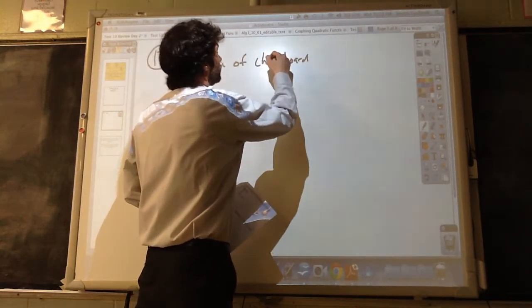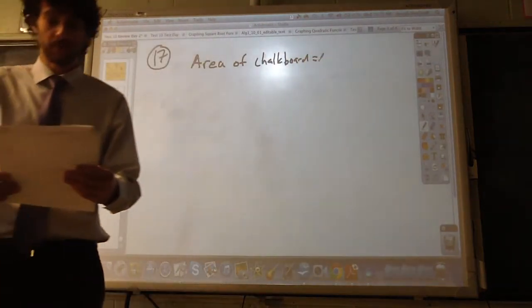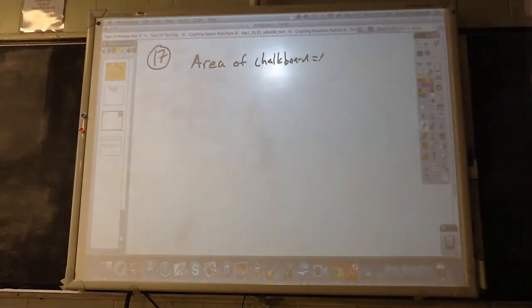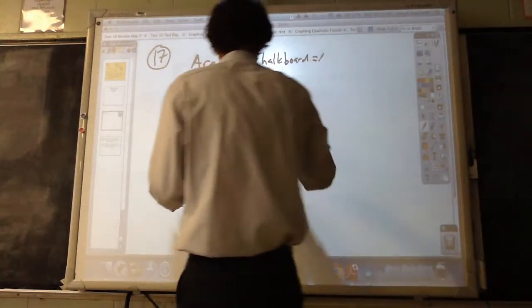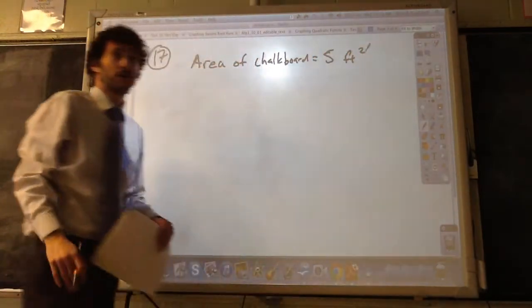What is it? Somebody said 5. Yeah, I want the chalkboard to cover 5 square feet. Square feet. That's a measurement for area, right? Square feet every time. Area. And that's what square feet looks like.